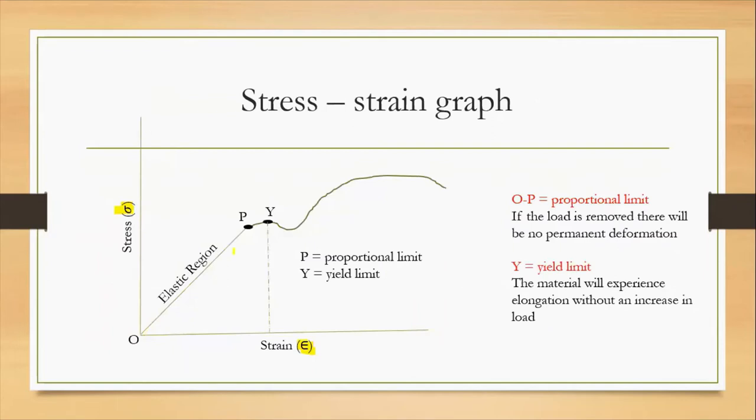Wherever there's a straight line, it simply means that the stress and strain are directly proportional. In other words, a force that is applied between O and P will not cause deformation. If the load is removed, there will be no permanent deformation anywhere between O and P. But the moment you move beyond P to Y, that's where you reach the yield limit. The yield limit is where the material will experience elongation or extension, even without the load being increased. So it has reached a point whereby it will now have permanent deformation.